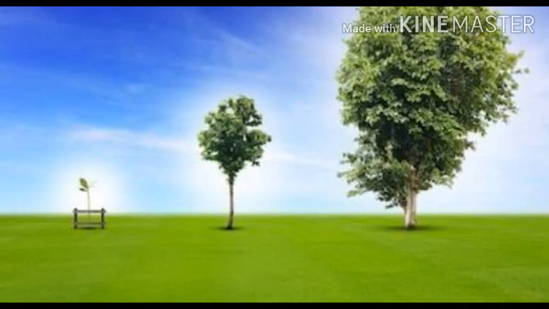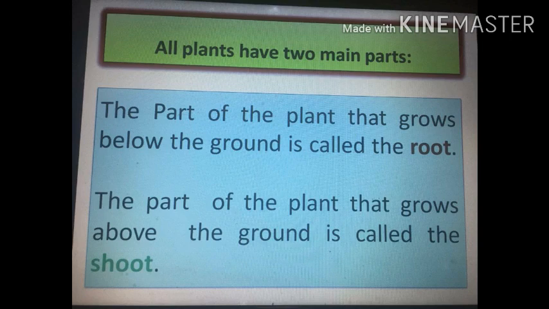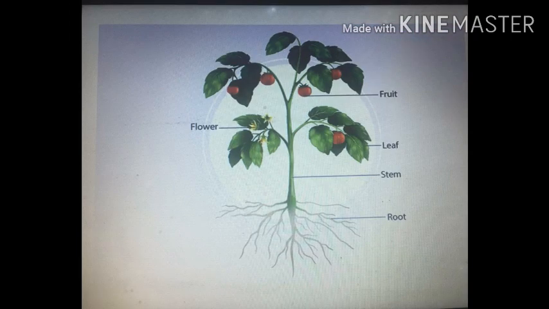Plants are living things like us. And all plants have two main parts: the part of a plant below the ground and the part of a plant above the ground. Let's continue the same in more detail. See, the part of the plant that grows below the surface of the earth is called the root system. And the part of a plant that grows above the ground is called the shoot system. And it consists of stem, branches, leaves, bud, flowers and fruits. Now let's learn the function of each part.